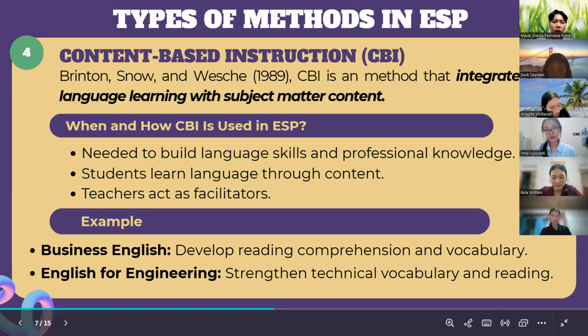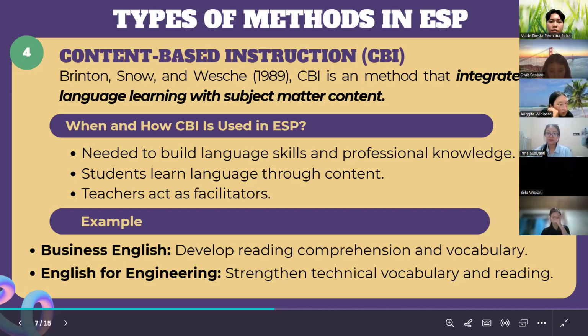And when and how is CBI used in ESP? It is used when learners need to build both language skills and professional knowledge in their disciplines. Students learn language through content, like, for example, reading articles, writing reports, or giving presentations about their specialty. And the instructor acts as a facilitator, guiding learners to understand subject content while improving English proficiency.